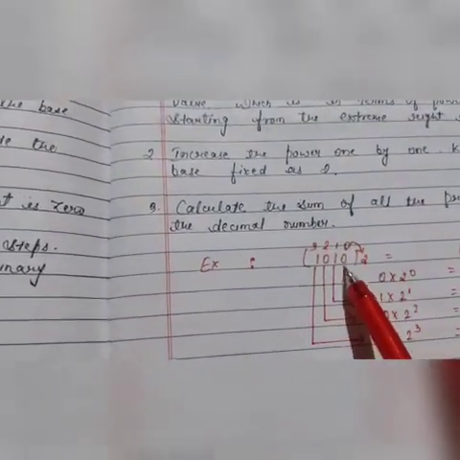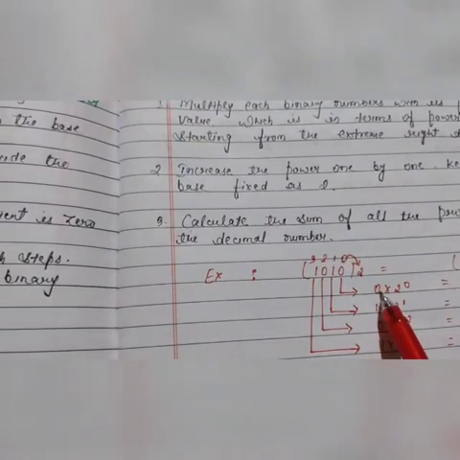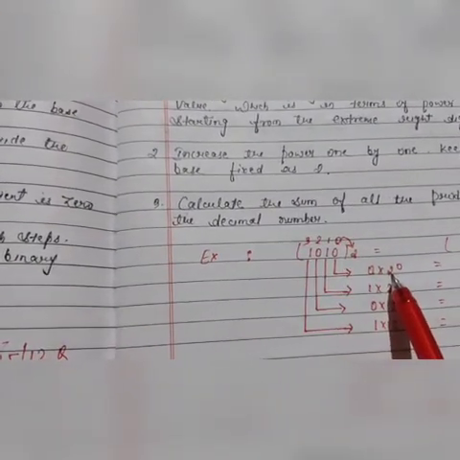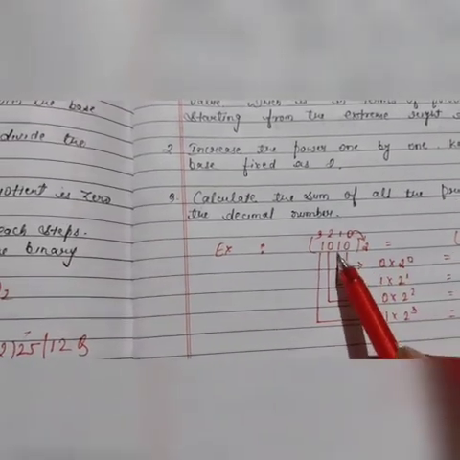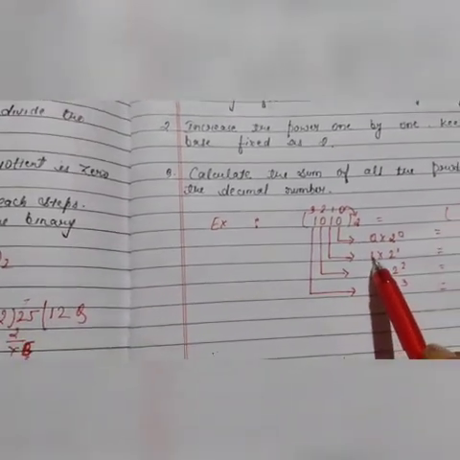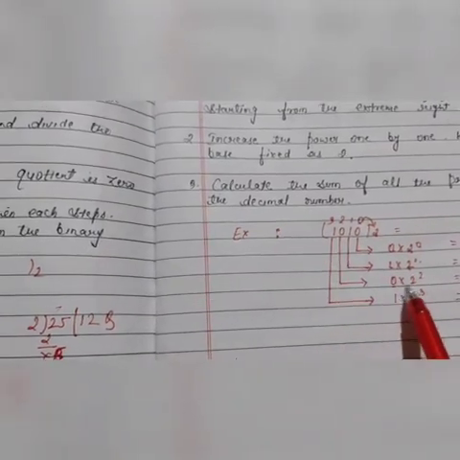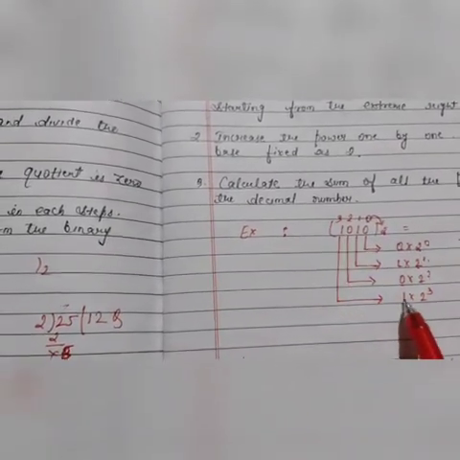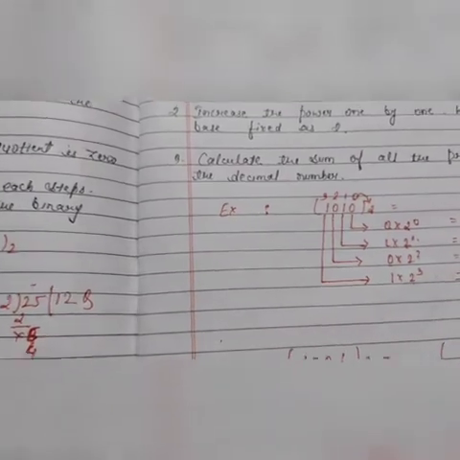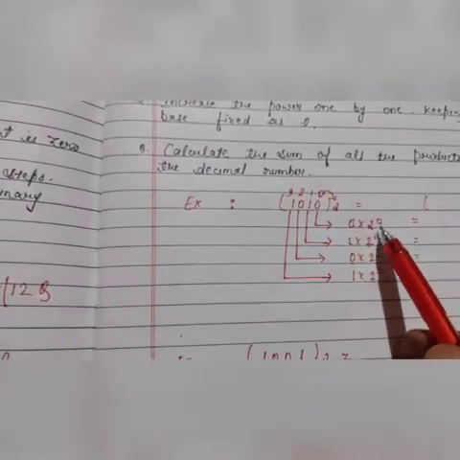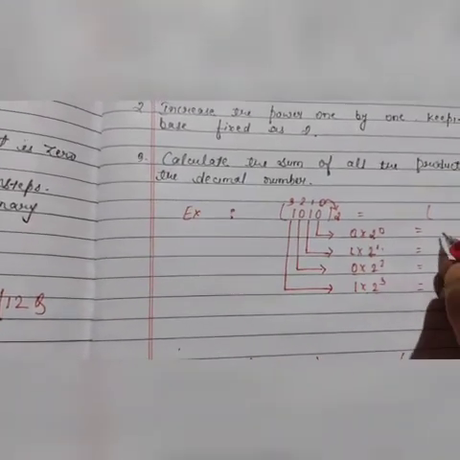So here you can see 0 is written, and the positional value will be 2 to the power 0. Again 1 we have written, with 2 to the power 1, 0 with 2 to the power 2, and then the last 1 with 2 to the power 3. So you have to write the same values. Now calculate it.